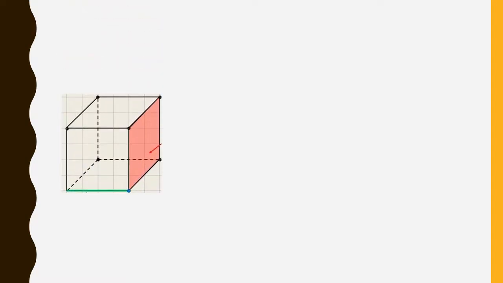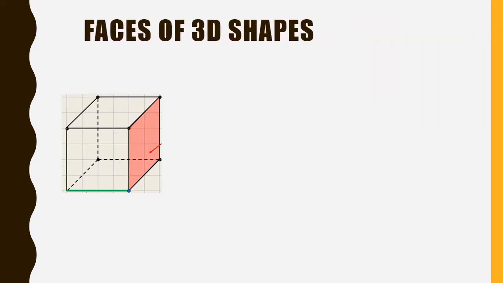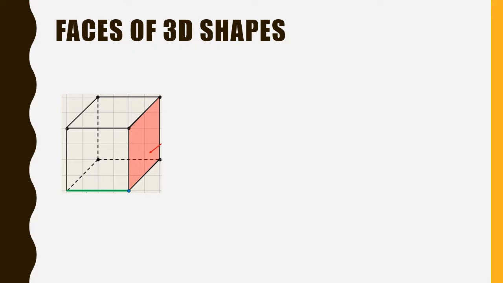Children, see, I've got a picture for you. What is this? What is this shape called? Yes, this is a cube. Very good. Now, children, can you see the highlighted part of this cube? What is this highlighted part called? This part is called the face. Now, what is a face? I will tell you.